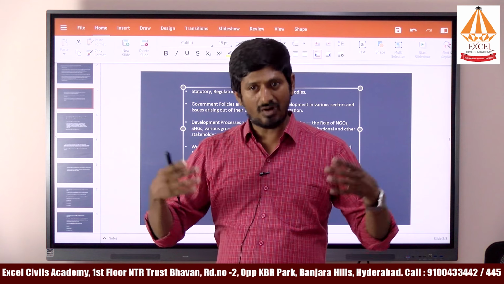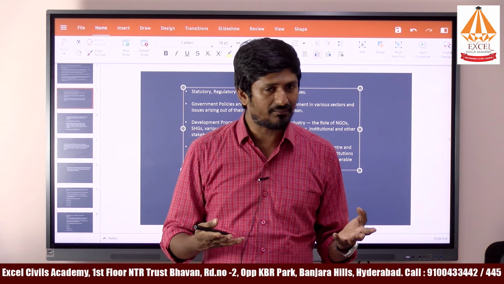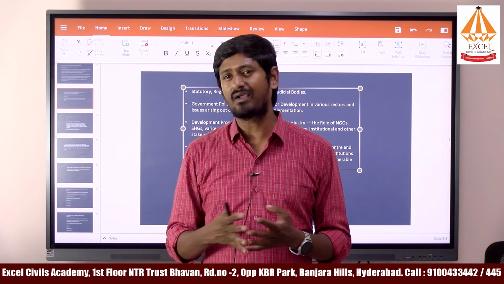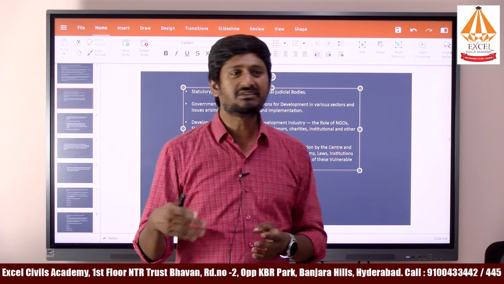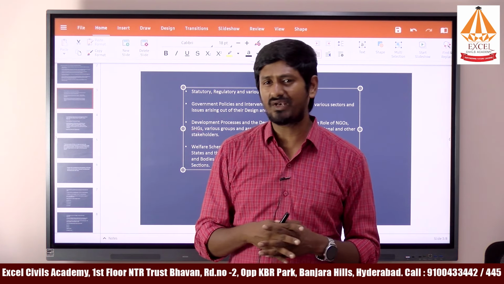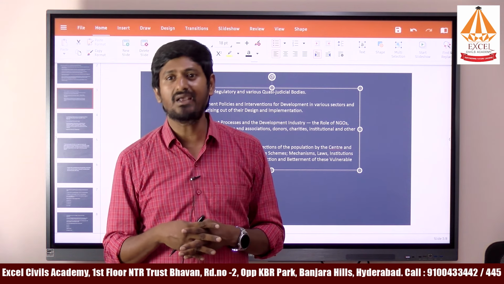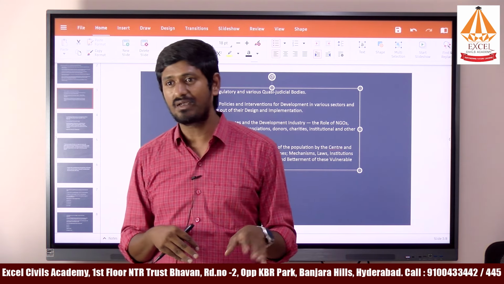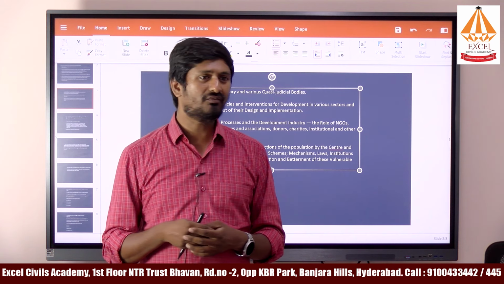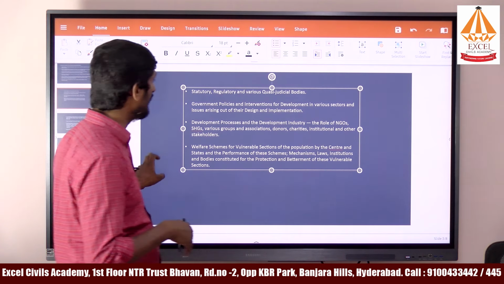So whenever you allow competition, whenever you allow the private sector, there must be an independent regulator to control all these private institutions which are helping in service delivery in a given sphere. For example, for insurance, what is the agency? IRDA, Insurance Regulatory Development Authority. For the banking sector, who is the regulator? RBI, Reserve Bank of India. That's how we will be studying regulatory bodies.